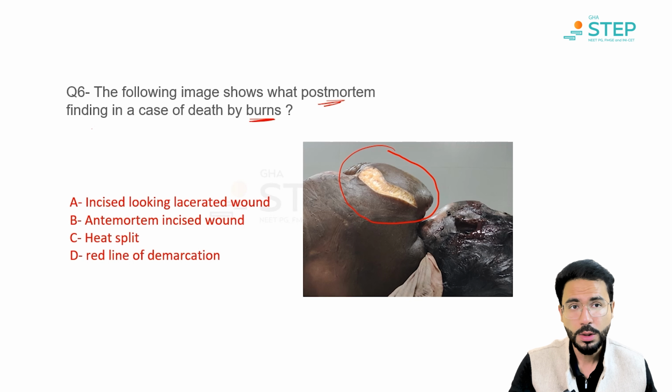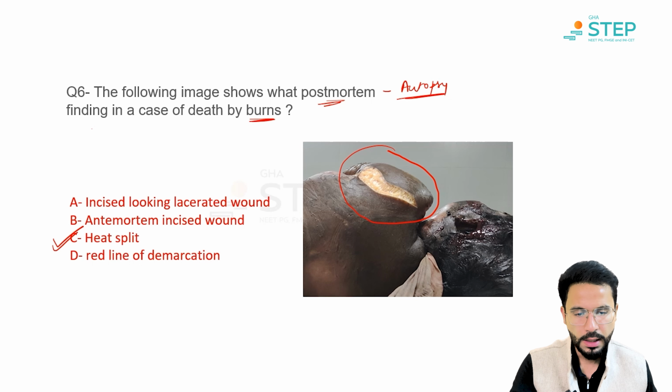A is incised looking lacerated wound, B is antemortem incised wound, C is a heat split, and D is red line of demarcation. So this is a post-mortem case. So during autopsy, the finding that we are seeing here is a heat split. Why is this a heat split? What is a heat split?